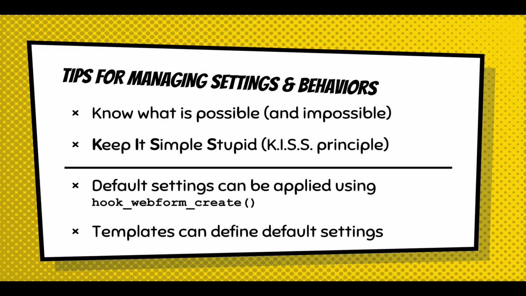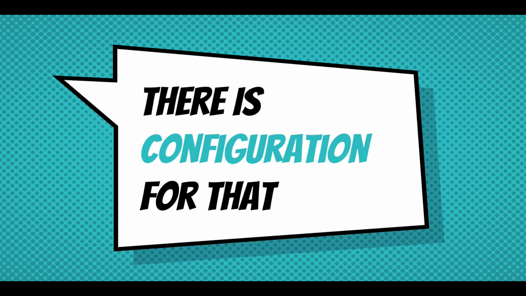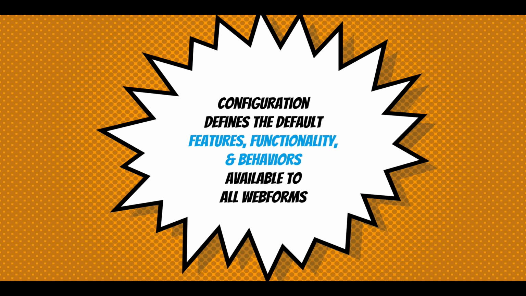Templates can define default settings. That's a nice way to set someone up with a perfect form that exactly meets your needs, including just setting up the email handlers to go to the right email addresses or have the right header settings. Now, we only talked about settings for a web form, and it's how can you change global and default settings? Well, there's a configuration for that. And configuration defines the default features and functionality behaviors available to all web forms. So that's really the distinguishing thing. Settings are for web forms, configuration is for your entire site, all forms.